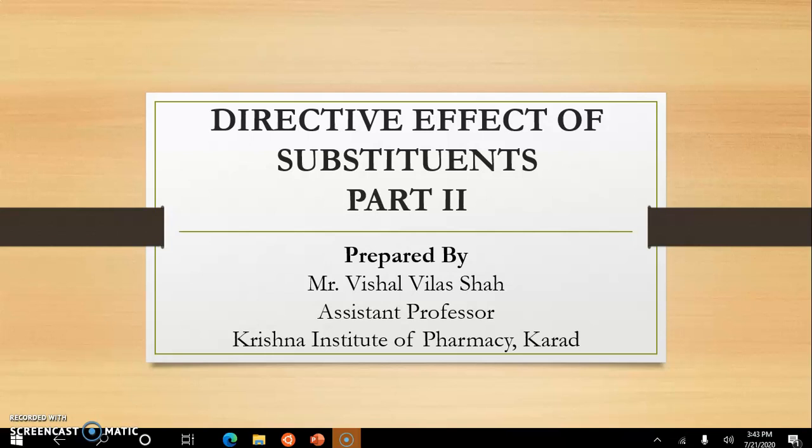Also, we have seen different examples of the ortho-para directing groups as well as the meta directing groups. When these groups are present on the monosubstituted benzene ring, they carry out the substitution at the respective places.